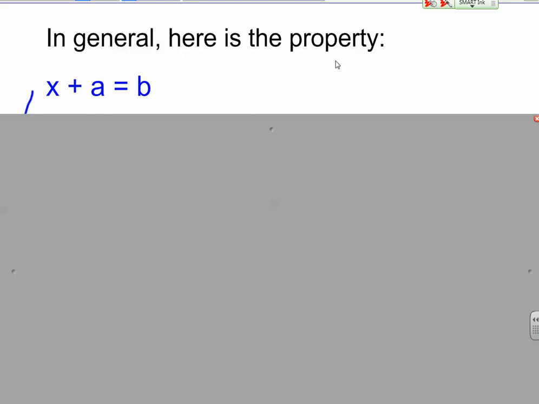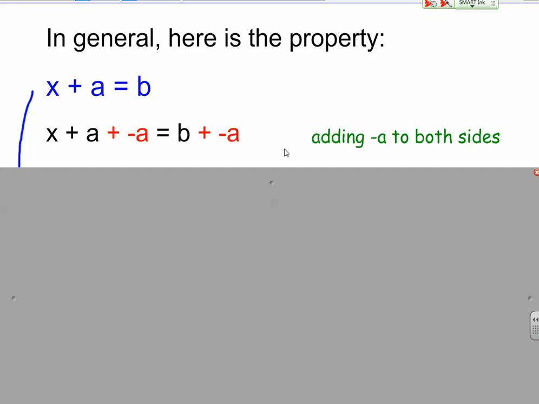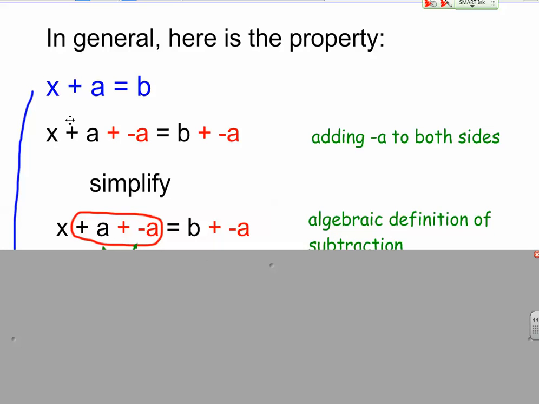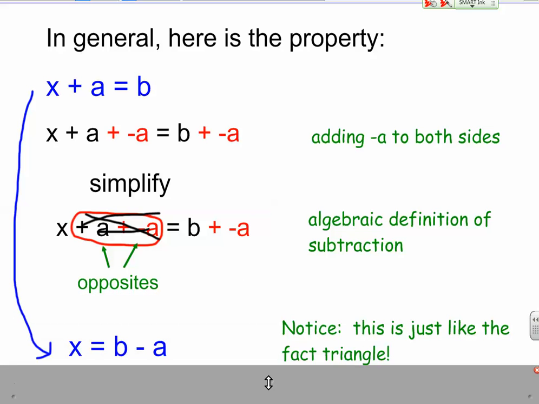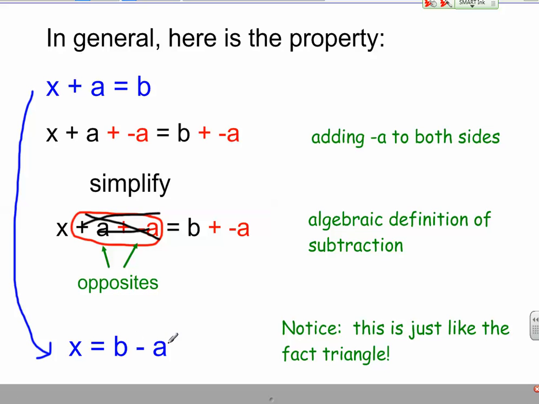So in general, here's how we get this property. I have two knowns, and this is what I'm looking for. I can add a negative a to both sides because of the addition property of equality. Notice on the left side, when I simplify, positive a plus a negative a, these are opposites. And when I add opposites, I get 0. So they're gone. That's a 0. And on the right side of the equation, I have b plus a negative a, which is the same thing as b minus a. So on the left side, I have x, what I'm looking for, and on the right side, I get it with b minus a.